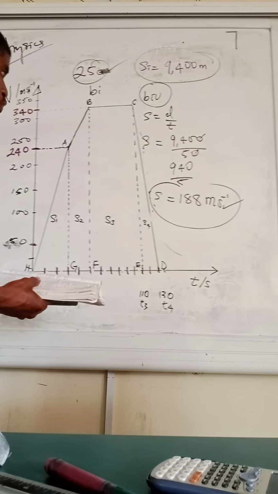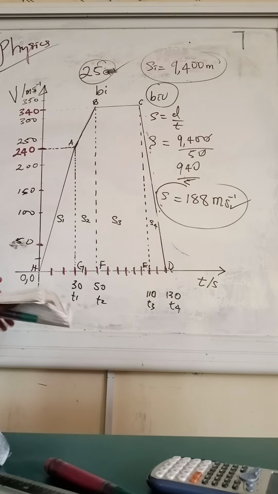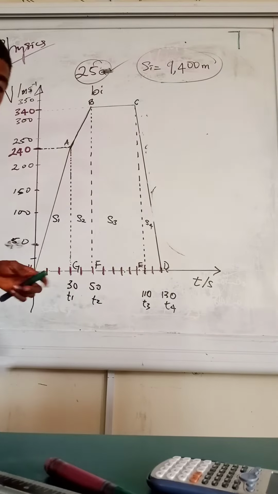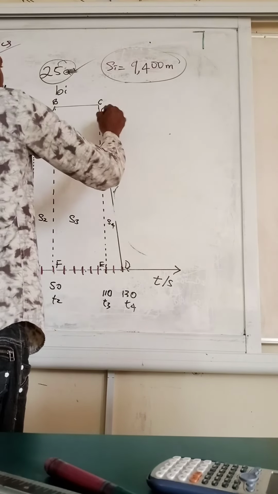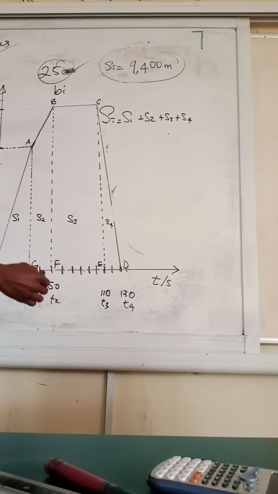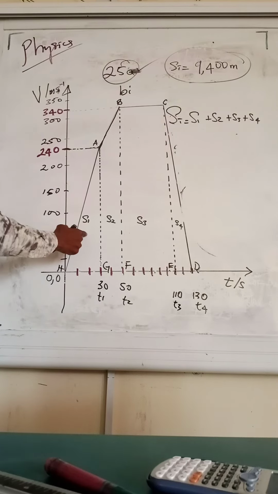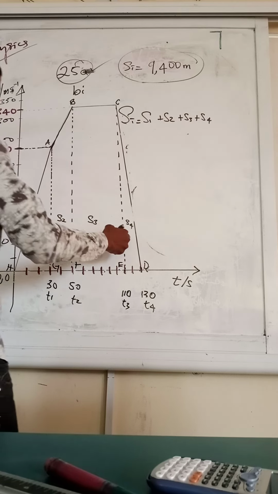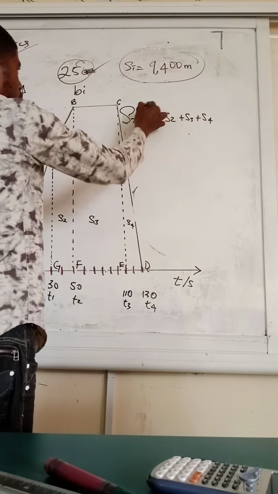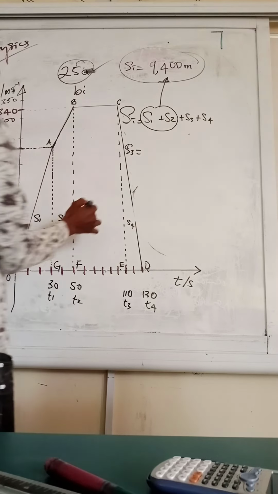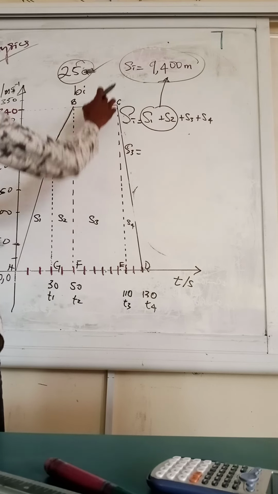So in case the examiners want you to calculate the total distance covered during this motion, what you are supposed to do is this. The total distance traveled during this motion is simply ST equals S1 plus S2 plus S3 plus S4. What's the meaning of this? The area of this triangle plus the area of this trapezoid plus the area of this rectangle plus the area of this triangle. Do you get it? So in summary, two of these have been calculated up here. So what do we need to do now? Just this and this. We said our S3 is the area of rectangle BCEF.